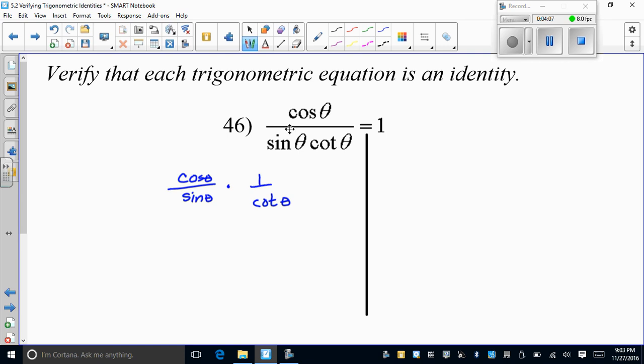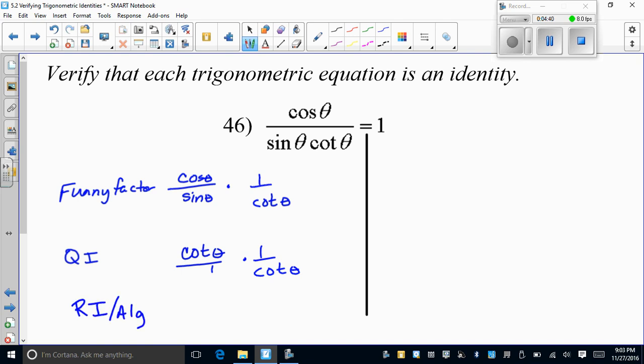So I'll put to the side that I did the funny factor because I separated my fraction. My next one will be a quotient identity. Cosine over sine is cotangent. 1 times 1 over cotangent. And I can use reciprocal identities. I can use algebra, however you want to look at it, because these two babies cancel out and you're left with 1. Both sides are the same.